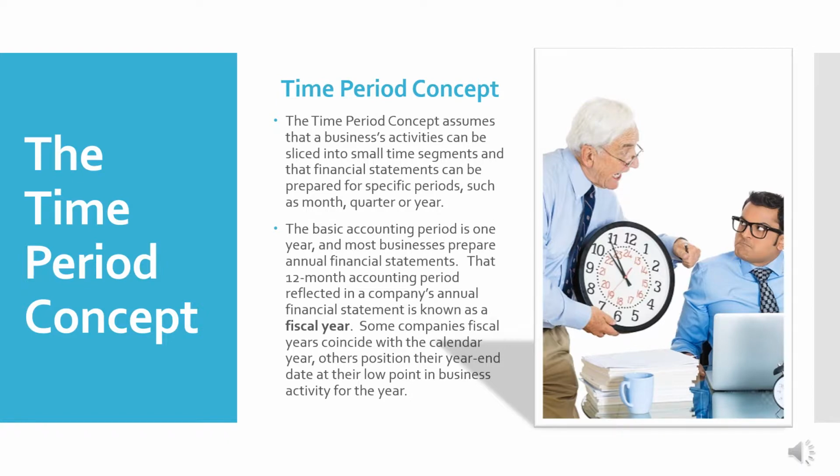The time period concept. The time period concept assumes that a business's activities can be sliced into small time segments and that financial statements can be prepared for specific periods such as a month, a quarter, or a year. The basic accounting period is 1 year, and most businesses prepare annual financial statements. The 12-month accounting period reflected in a company's annual financial statement is known as a fiscal year. For some companies, fiscal years coincide with the calendar year. Others position their year-end date at the low point in their business activity for the year.